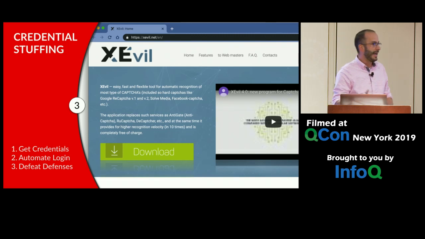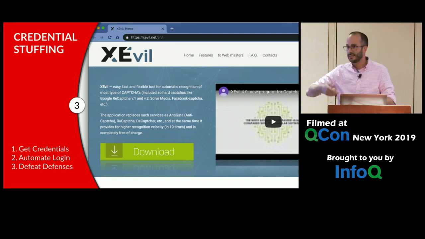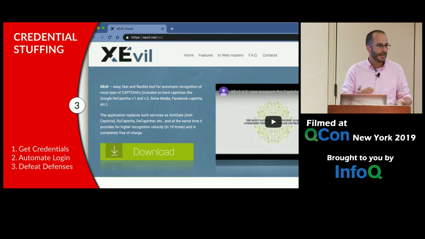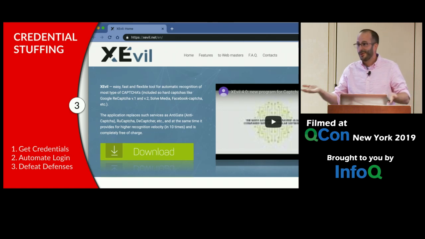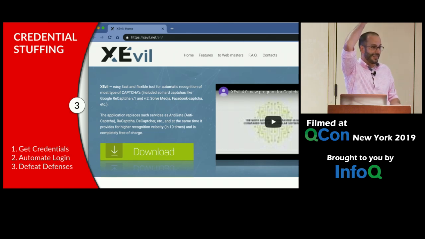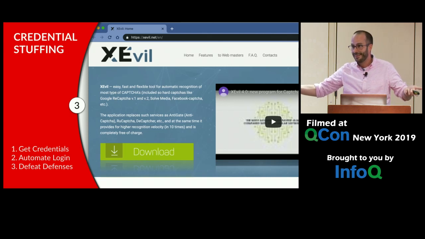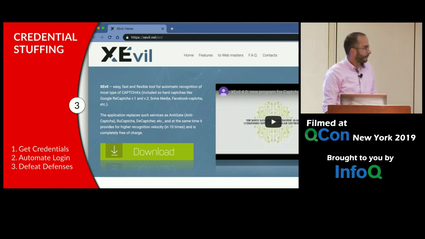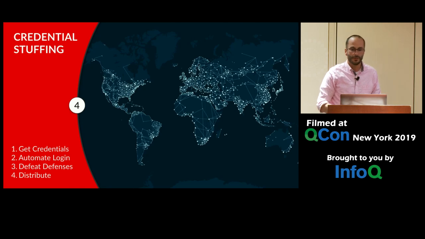But if that's still expensive, then you can use something like this, XEvil. This is a free, API-less tool that you can download that will attempt to break CAPTCHAs. Its success rate is less than using a service like Death by CAPTCHA or 2CAPTCHA, but if you're strapped for cash, then this is better than nothing. And if you have a 50% success rate, you know what you do. You just double the amount of traffic you're sending, and eventually you'll get where you need to be. This is what happens.